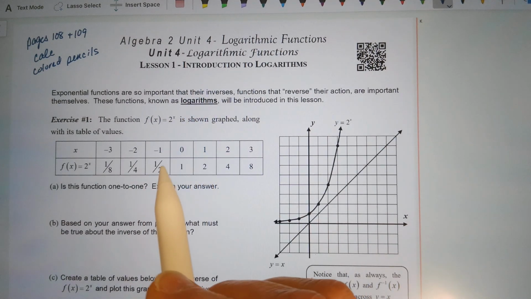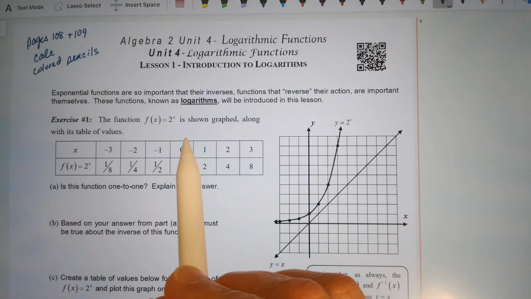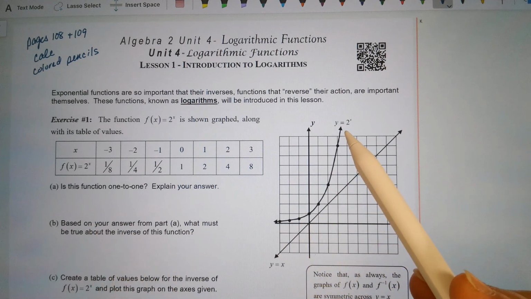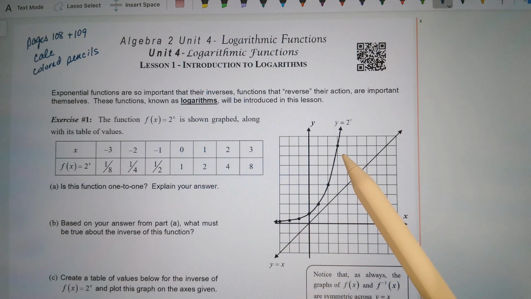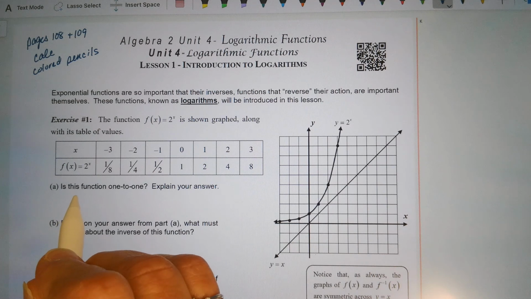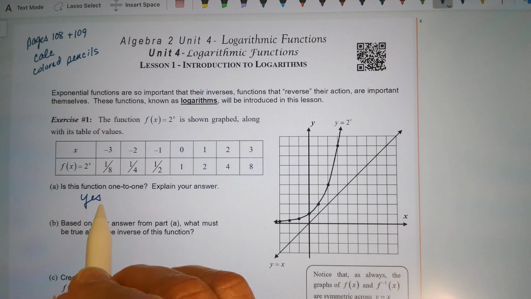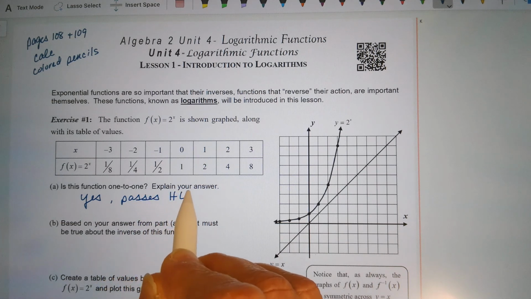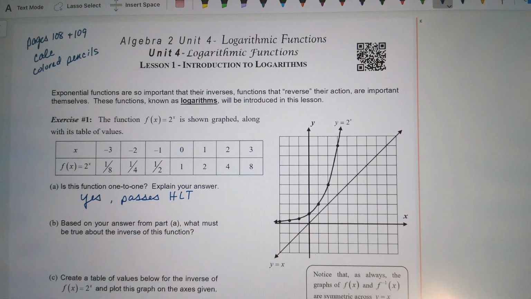Logarithms are the inverses of exponential functions. In exercise number 1, the function f of x equals 2 to the x is shown and graphed for us along with a table of values. The question is: is this function one-to-one? Does it pass the horizontal and vertical line tests? Yes, it does. Yes, it passes the horizontal line test.